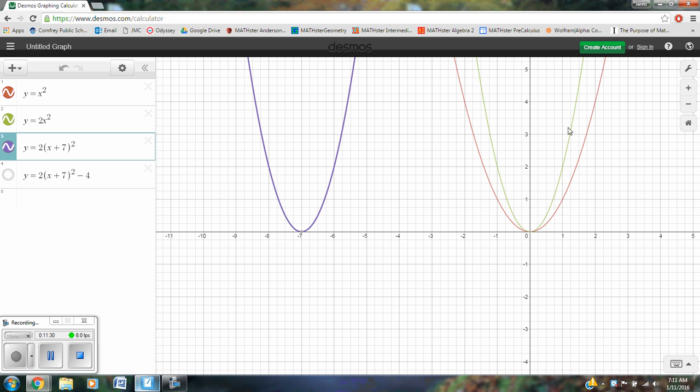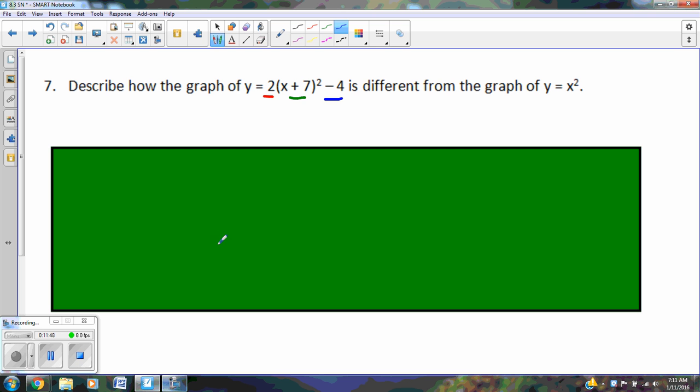Now we'll put in the +7. Again, it still moves it over. It's just now that it moved it over, it also kept it nice and narrow. And now we'll add in that -4. So still, either way you do it, whichever piece you add on, in the end, you'll end up right here with a new vertex, a new position, and a narrower parabola.